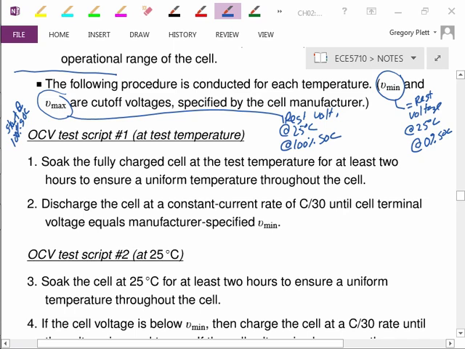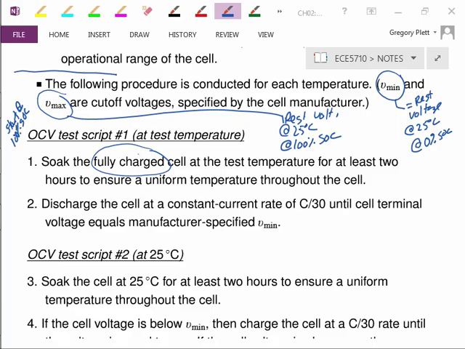Then, in script 1, I soak the fully charged cell, so that's our starting condition, at the test temperature. Maybe I'm trying to find OCV at 0 degrees Celsius, so I set my thermal chamber to 0 degrees, and I soak the cell at 0 degrees for at least 2 hours to ensure a uniform temperature throughout the cell before I do anything. If you've got a really big, thick cell, maybe you want to do it more than 2 hours, so it's your call. But we just want to be really sure that because we're looking for what is the OCV at 0 degrees Celsius, I need to make sure the cell really is at 0 degrees Celsius before I do anything.